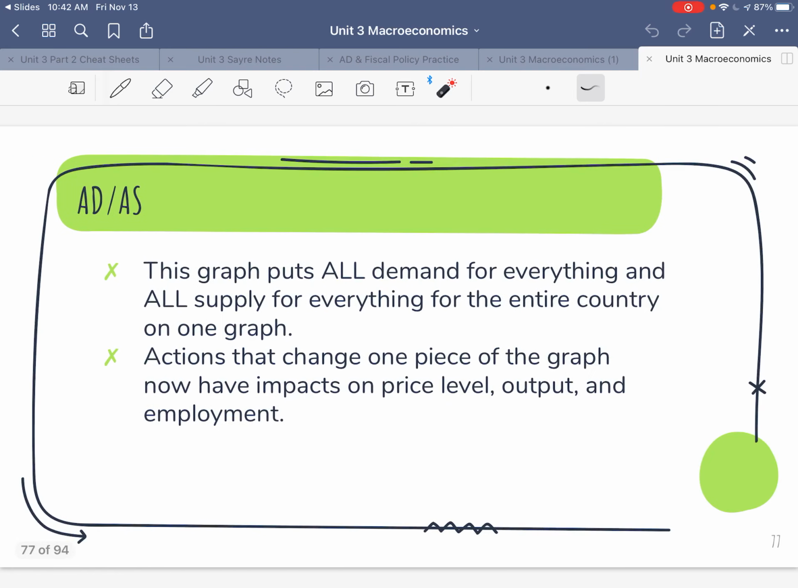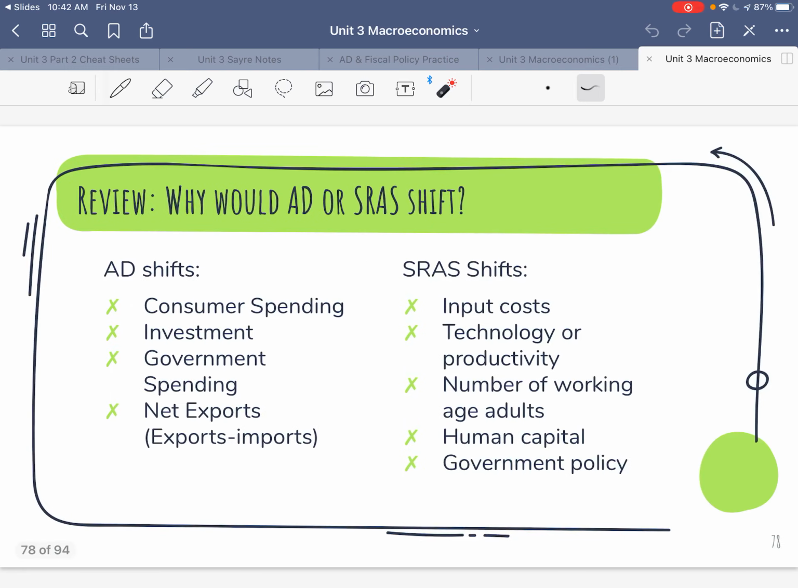So the ADAS graph puts all demand for everything and all supply for everything in all of America onto one graph. And something that used to just change the demand curve now has impacts on output and price level and unemployment. And we can look at how it impacts the supply curve as well. And same for vice versa. Things that would impact the supply curve now might impact everything else, okay? So let's review things that we already know here.